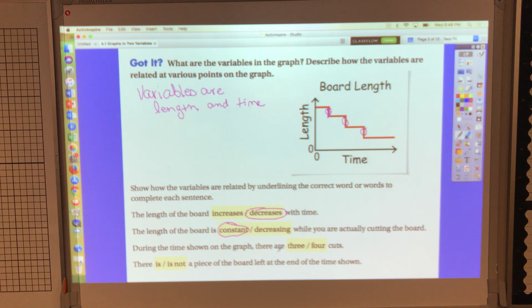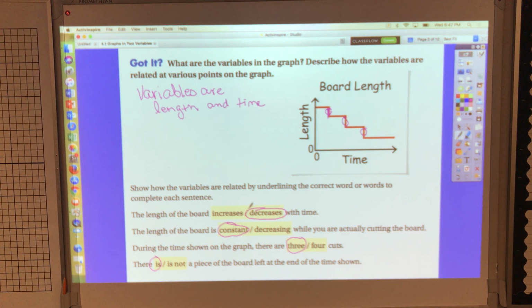During the time shown on the graph, if we look, there's 1, 2, 3 spots where our board gets shorter. So that board is being cut 3 times: 1 cut, 2 cuts, 3 cuts. And at the end, is or is not a piece of the board left? Well, since we're not down here at 0 yet, there is a piece of the board left.